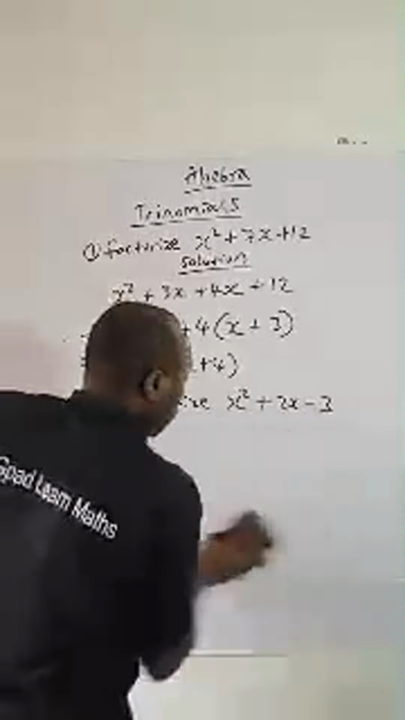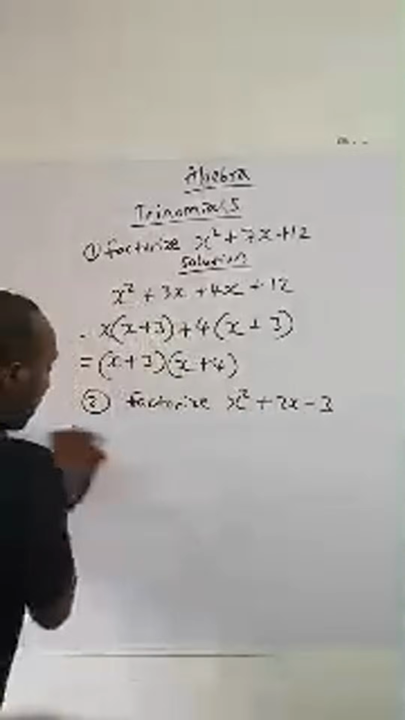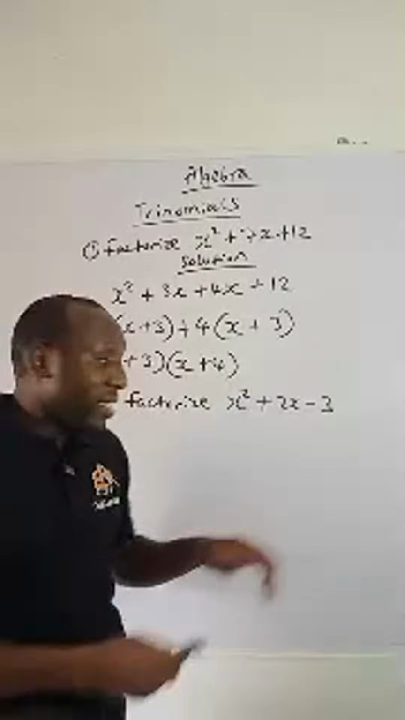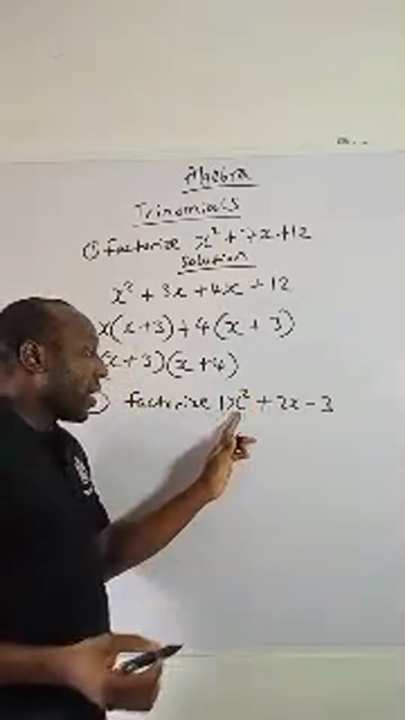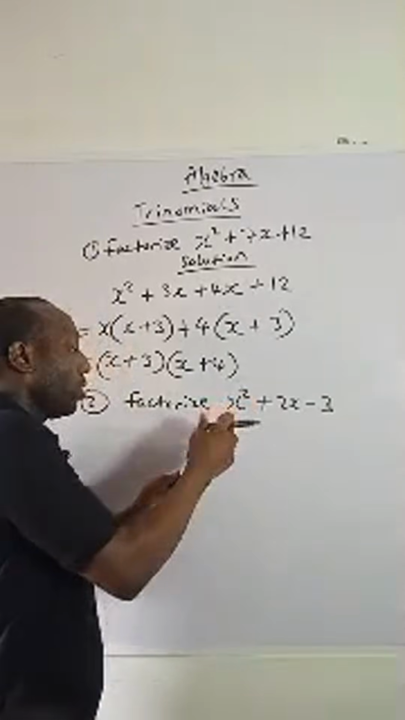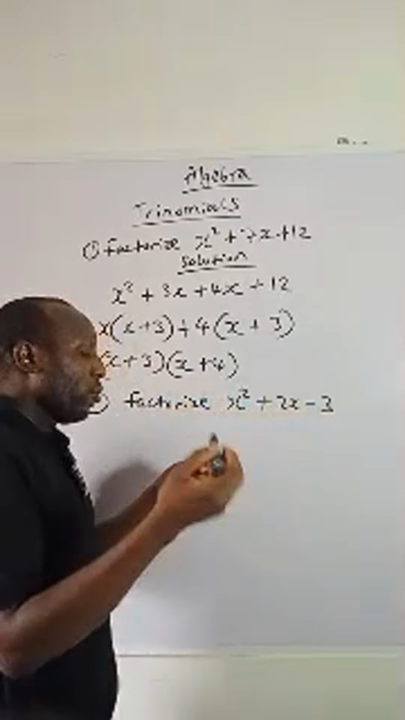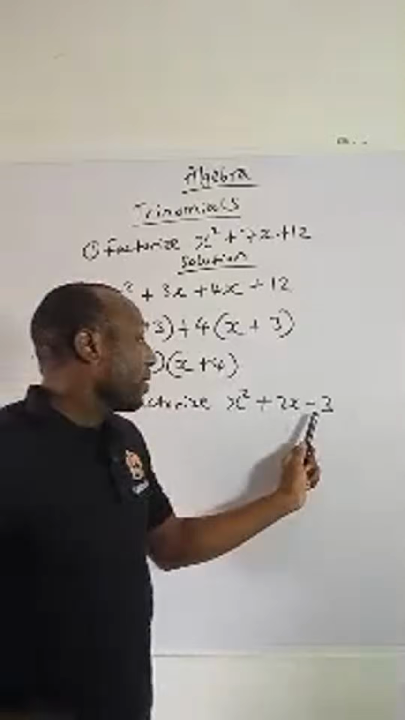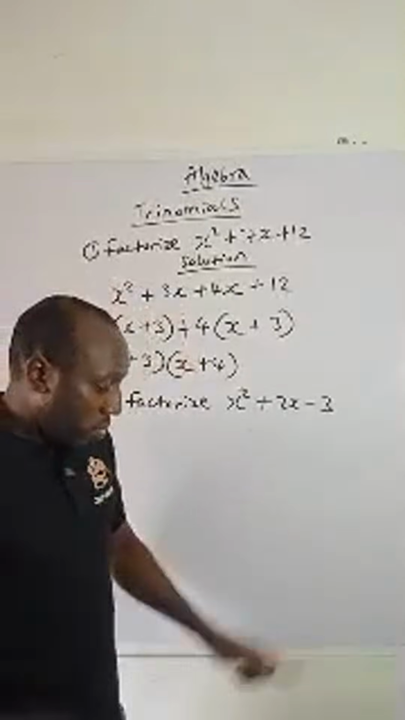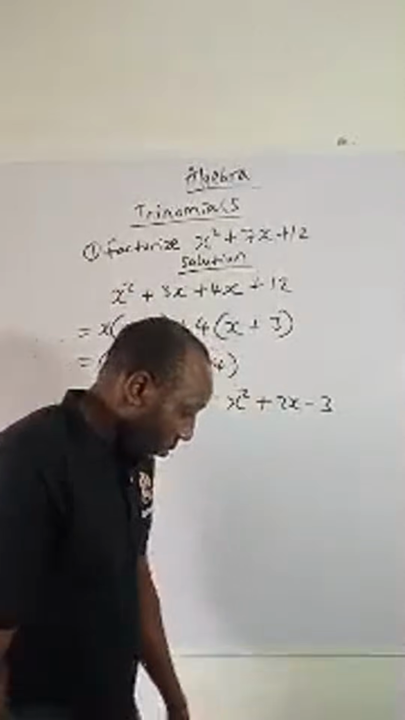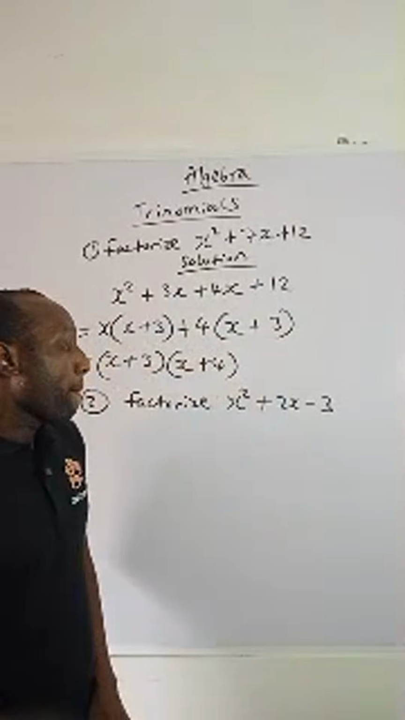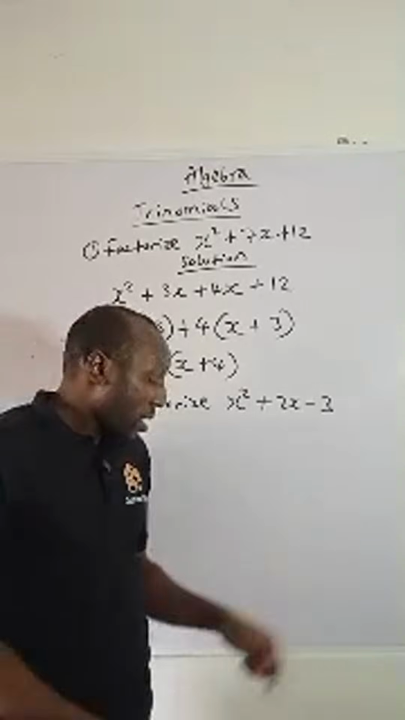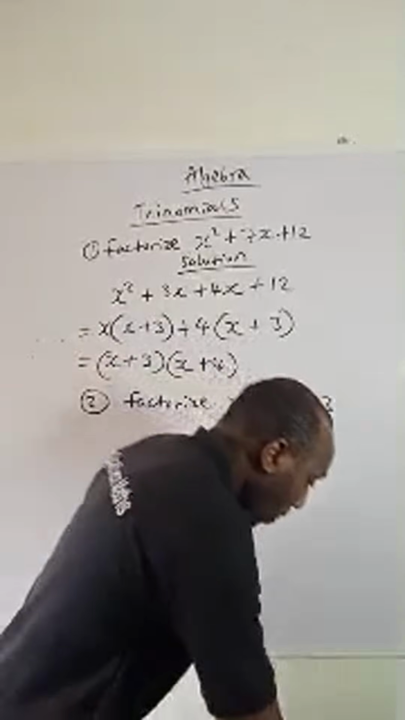So come to number 2 under trinomials. Again, think of two factors that, when you multiply, you get -3. The coefficient of x squared is 1, unity, so you don't need to multiply anything here by -3. Even if you want to do that, it's still going to give you -3. Think of two factors. When you multiply, you get -3. When you add, you get +2. Anybody helping us with that? Now you have to be careful.